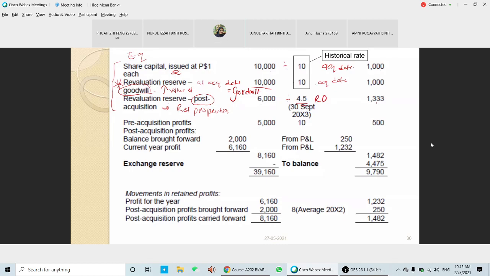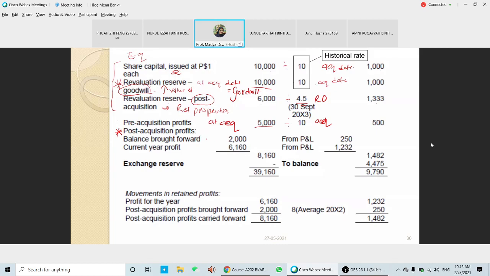And then for pre-acquisition profit, this is your retained earnings at acquisition. RE at acquisition, you have 5. So 5 here divide by 10 because this is at the acquisition date. And then look at this one, post-acquisition profit. For post-acquisition profit, you have two elements.